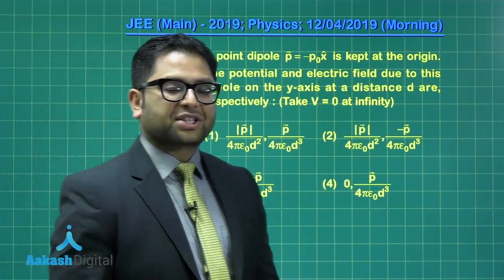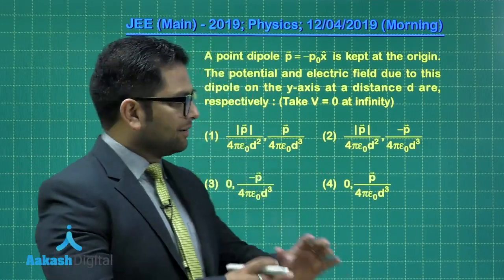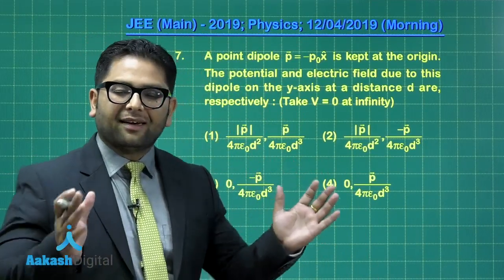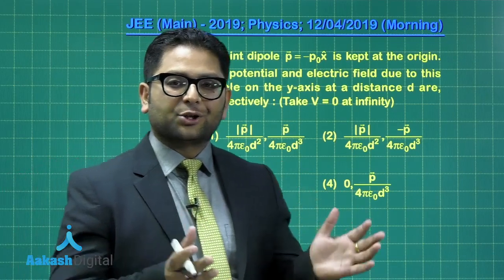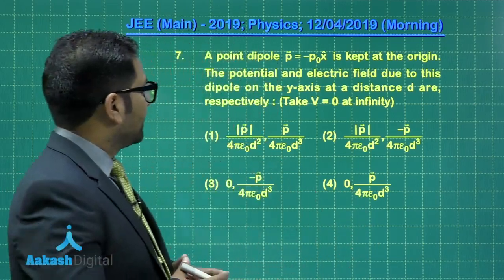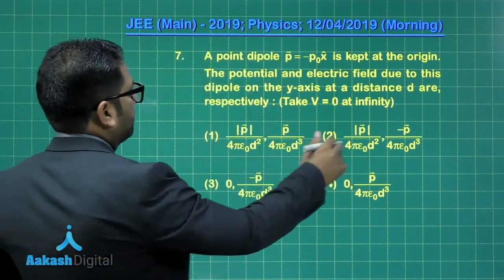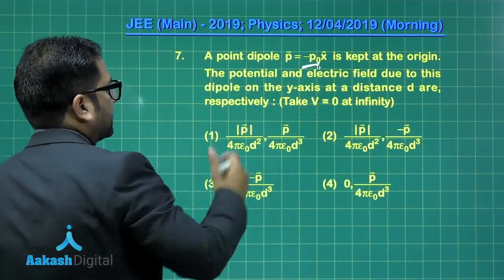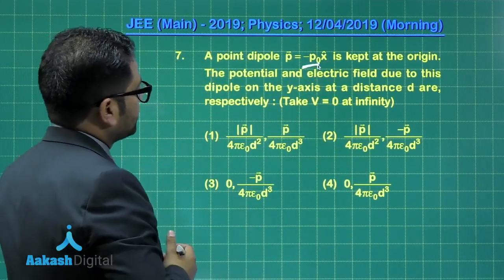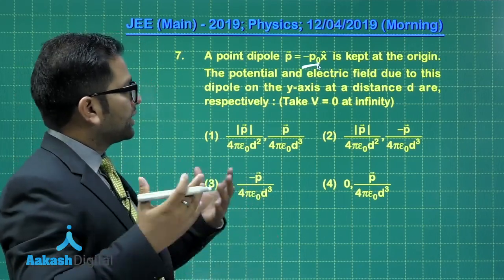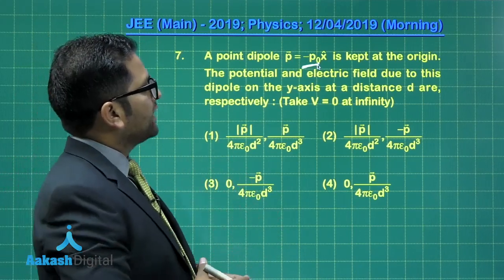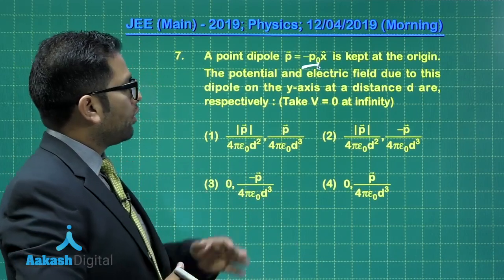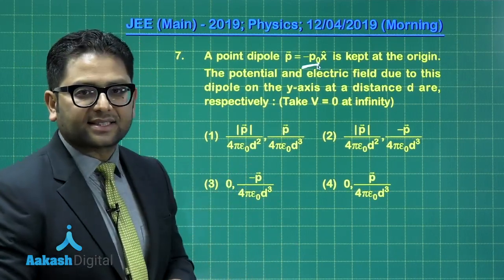The seventh question from Electrostatics, dipole, and a very straightforward question. The electric field and potential due to a dipole has been asked. Let's say a point dipole, the magnitude is P naught and directed along negative x-axis is kept at origin. We need to calculate the potential and the field due to this dipole on y-axis at a distance d.